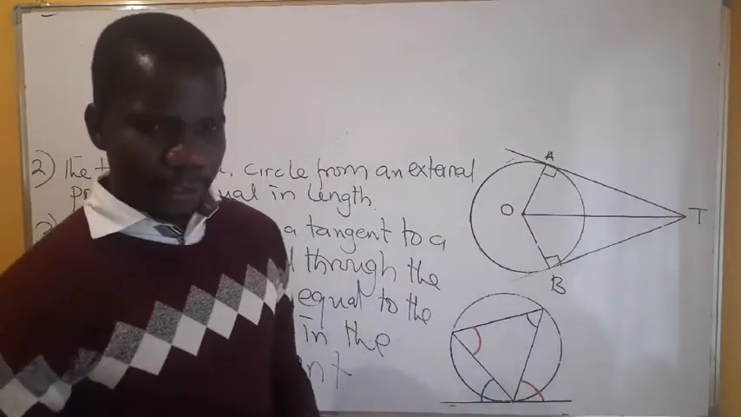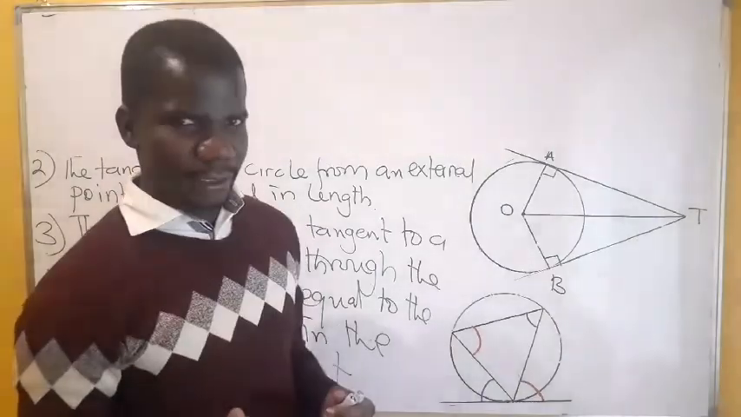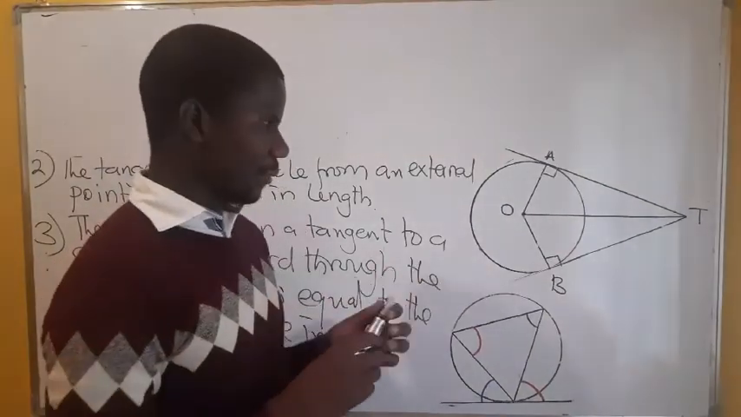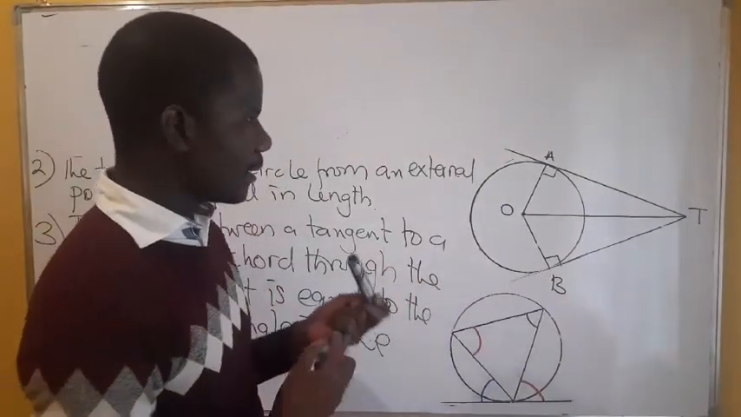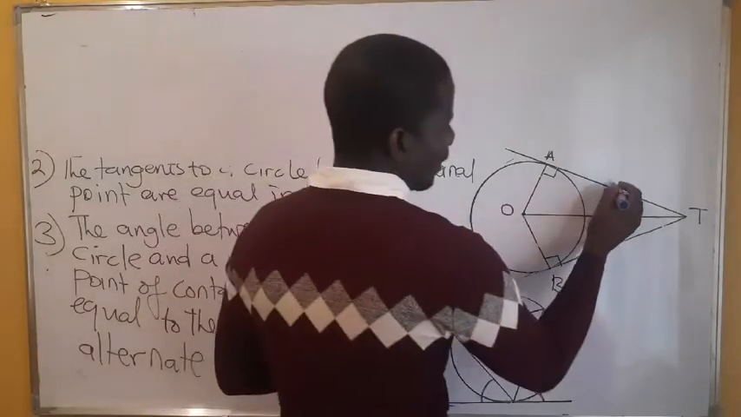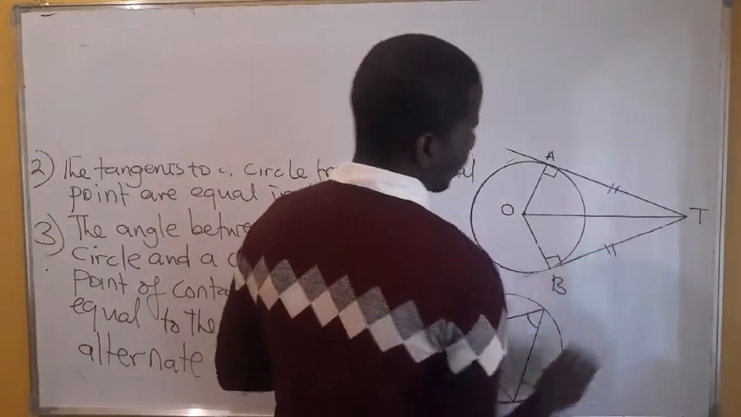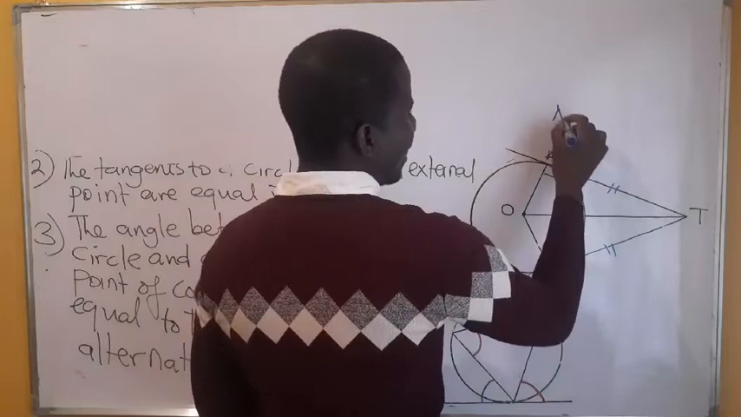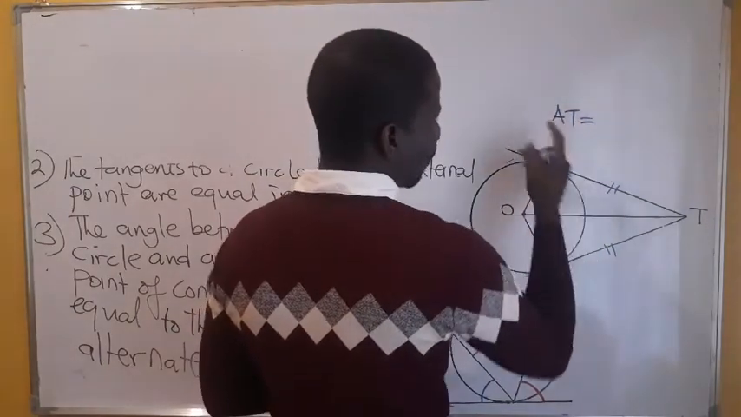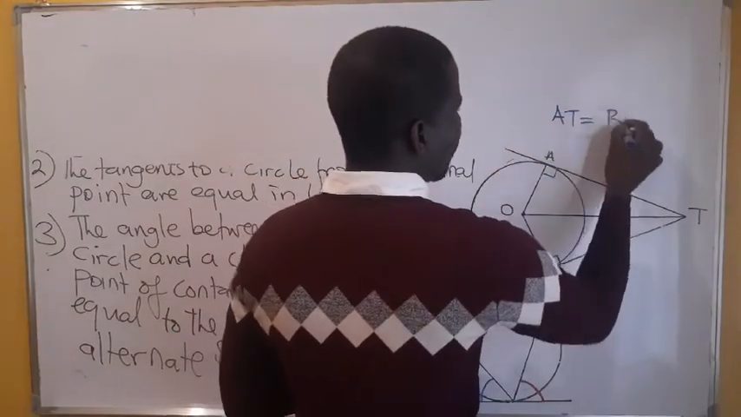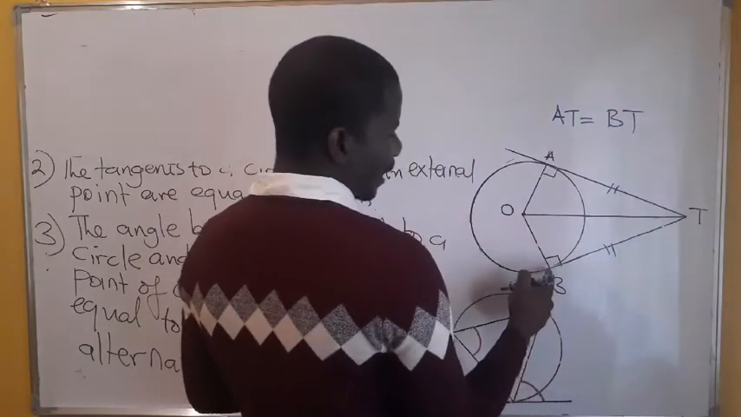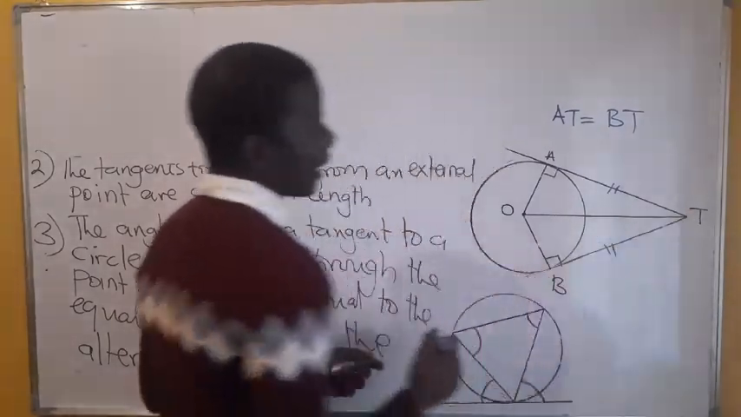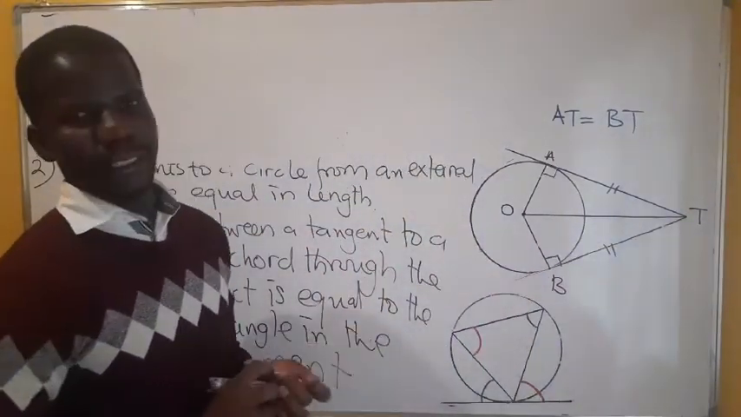So what these people are talking about, and what you are supposed to write, for those of you that write the notes from these presentations, is here: this distance is equal to this one. So we can write that AT, meaning the distance from A to T, is equal to the distance from B to T. That is one point that we are supposed to write there.